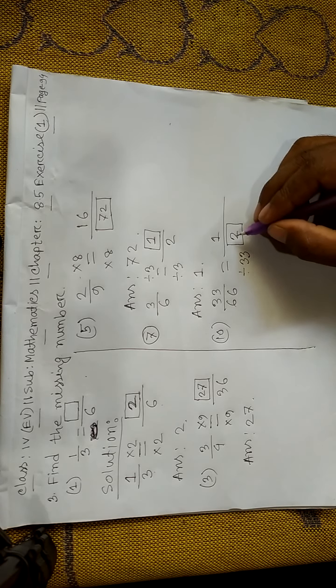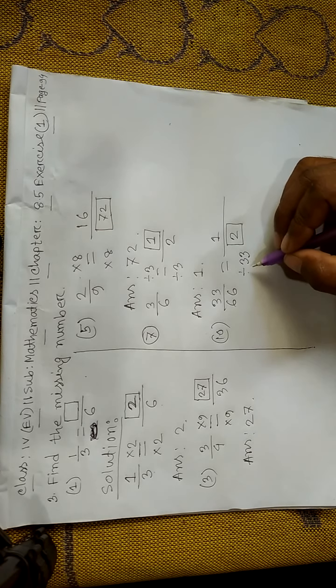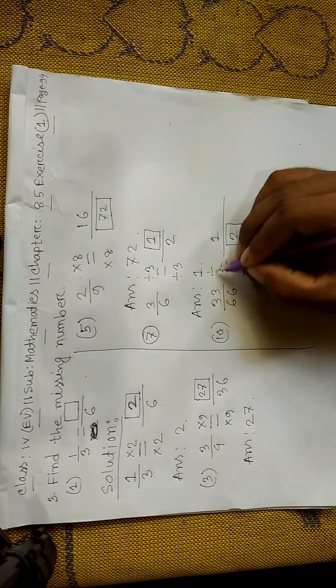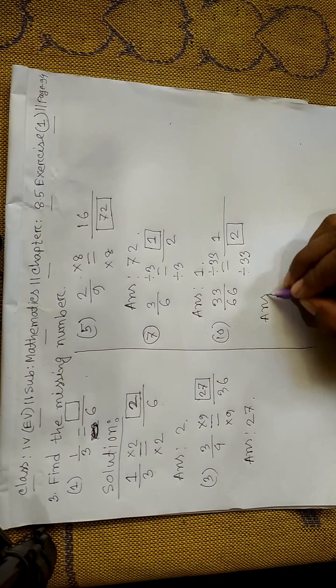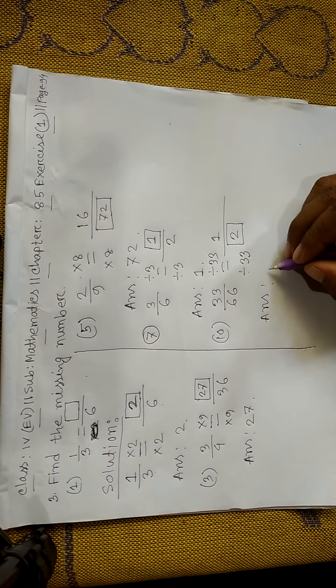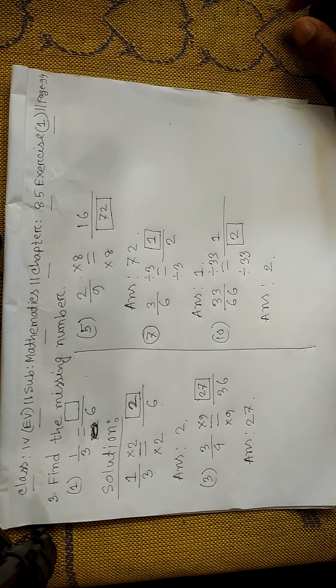So the missing number in the box is 2. So, 66 divided by 33 equals 2, and 33 divided by 33 equals 1. So, answer: missing number 2. It's so easy. We will practice this math at home more and more times.